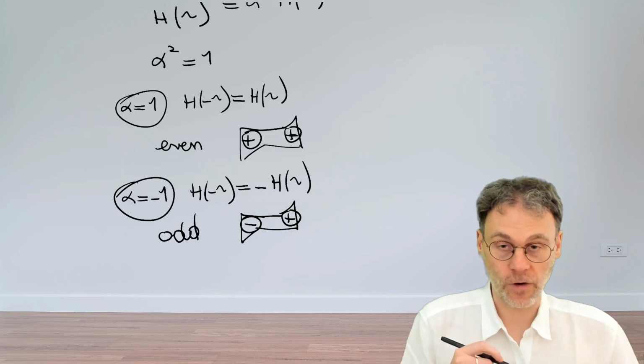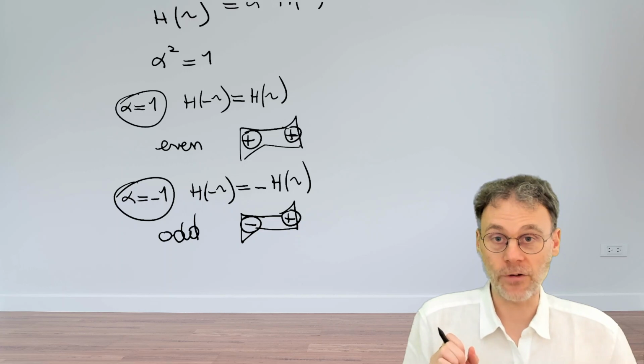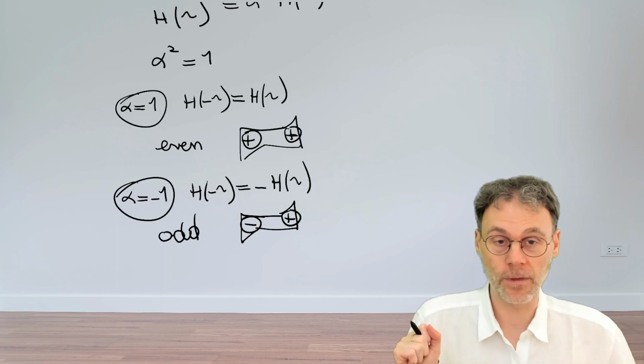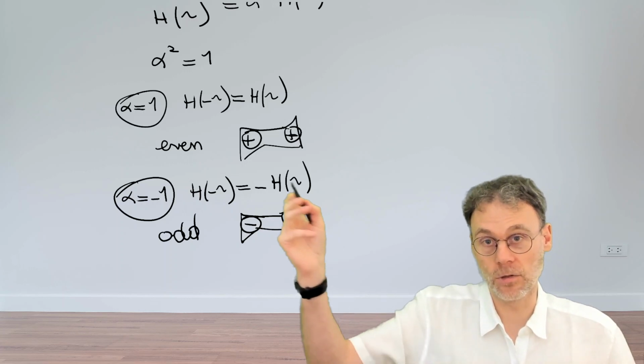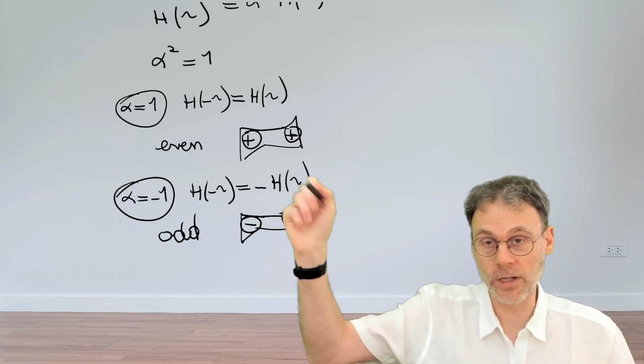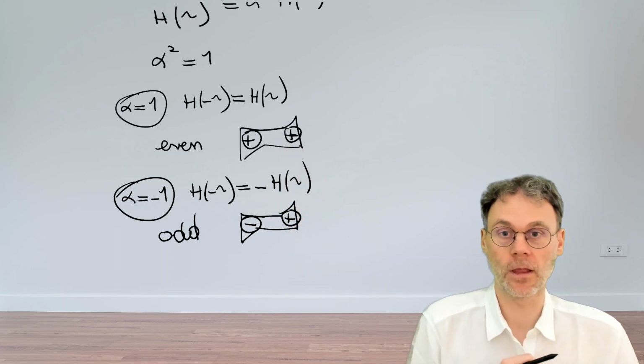So what we've seen so far is that without solving Maxwell's equations explicitly, we know that if our system has inversion symmetry, and if it turns out that there's no degeneracy in the system, then the solutions fall in two different classes, either even solutions or odd solutions.